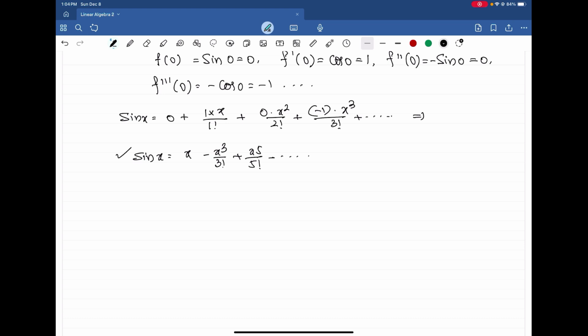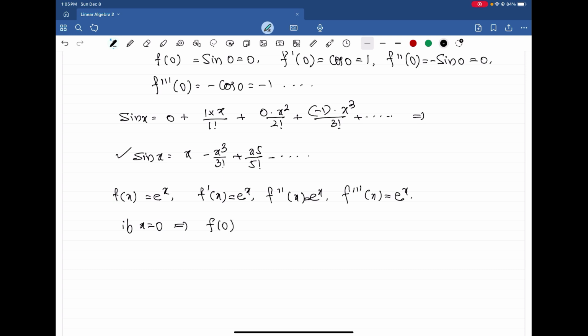Now let us go for e to the power of x. Let function x is equal to e to the power of x. Function dash x is equal to e to the power of x. Function double dash x is equal to e to the power of x. Function triple dash x is equal to e to the power of x. If x is equal to 0, it means function 0 is equal to e to the power of 0, that is 1. Function dash 0 is equal to e to the power of 0, which is 1. Function double dash 0 is equal to e to the power of 0, which is 1. Function triple dash 0 is equal to e to the power of 0, which is 1.